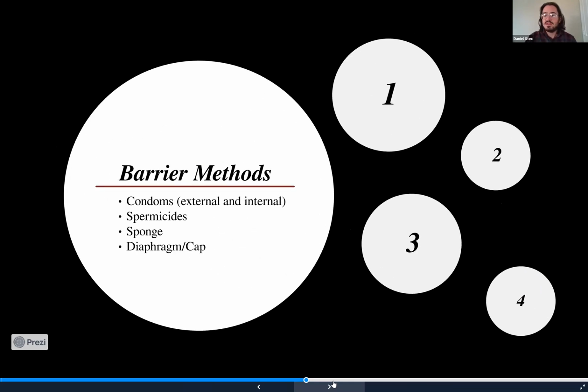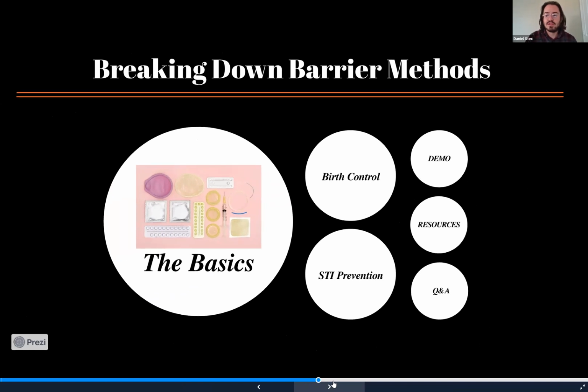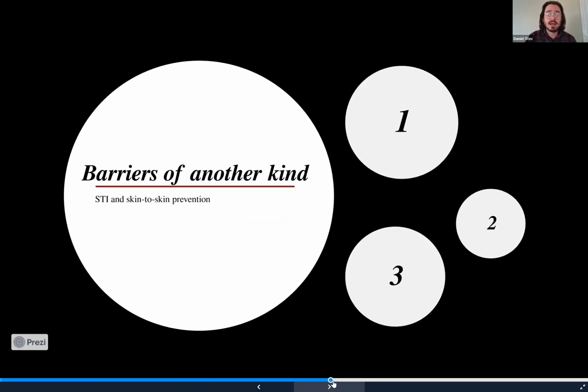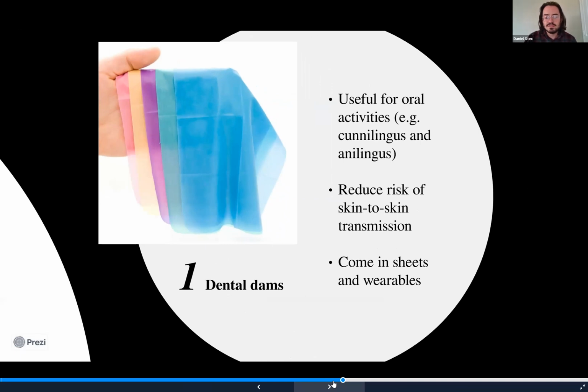Okay. Now, we're going to move on to barrier methods that cover more about STI prevention rather than pregnancy, but continue to be barrier options. So again, STI and other skin-to-skin prevention for barrier methods. So first, we're going to start with dental dams.